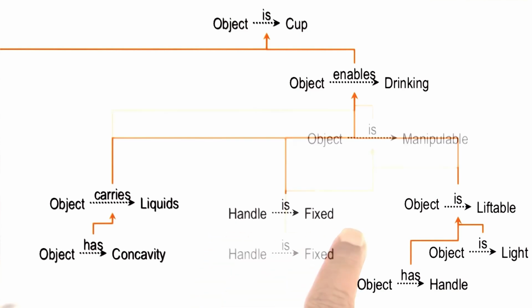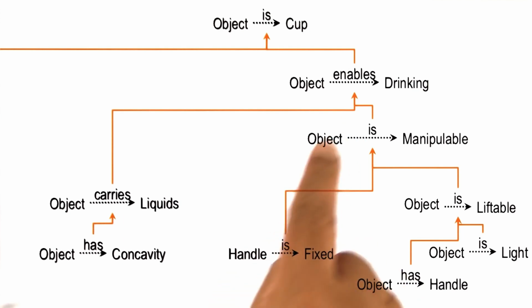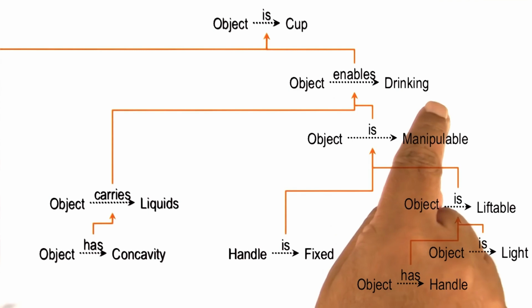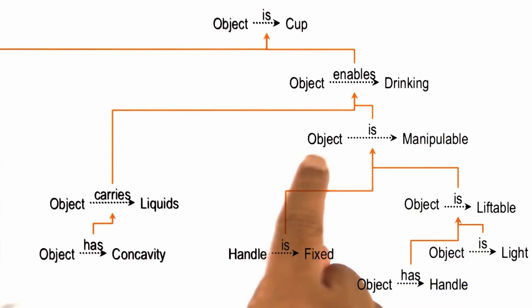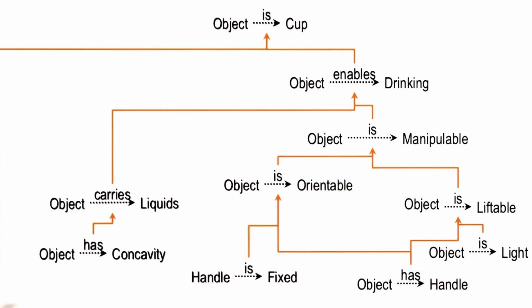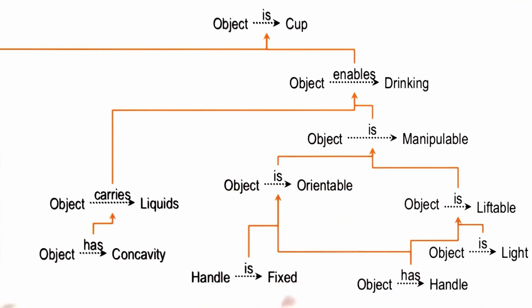This is correct. If the agent has background knowledge, which tells it that the reason handle is fixed is important is because it makes the object manipulable, which in turn enables drinking, then the agent may insert this additional assertion here in the explanation. Even more, if the agent has additional background knowledge that tells it that the fact that the object has a handle and that the handle is fixed together make the object orientable, which is what makes the object manipulable, then the agent may come up with a richer explanation.